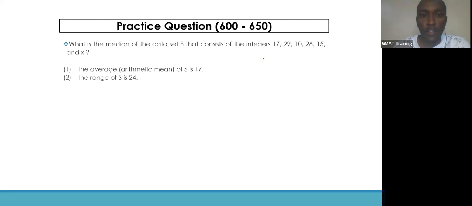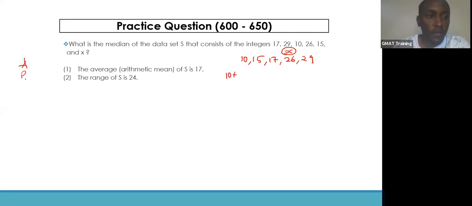So we can arrange this so that you can have an easier time while doing the question. Let's arrange this: 10, 15, 17, 26, 29. Then you have X. We don't know where it falls. The average or arithmetic mean of S is 17. What does it mean? The addition of all these values plus X divided by the number of values in that set equals 17. So let's put this down.